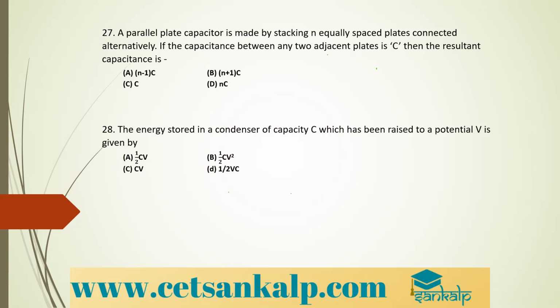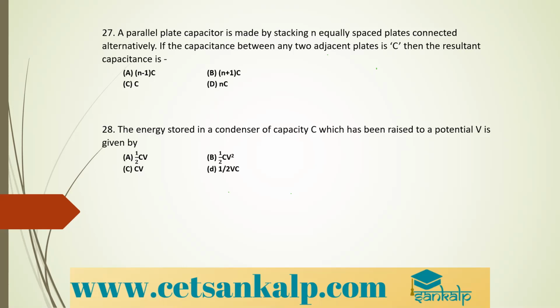Next question, the energy stored in a condenser of capacitance C which has been raised to a potential V is given by. So here we already know the expression for energy stored in a capacitor. The options are CV, 1 by 2 into CV, 1 by 2 into VC, half CV square. We already know the formula, so option B is the correct option, that is half CV square.